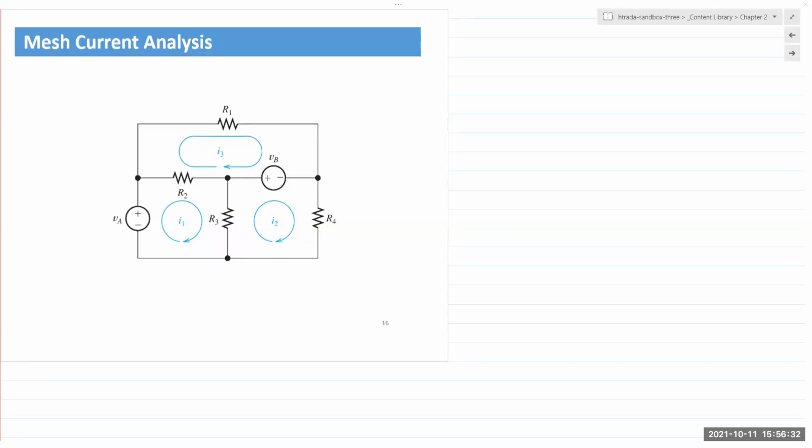Hello and welcome. In this video, we are going to look at the analysis technique known as mesh current analysis. In this technique, we apply KVL, Kirchhoff's voltage law, to generate a set of equations that we will then solve to determine the mesh currents and then the other physical quantities, voltages and currents in the rest of the circuit. So let's begin. My acronym for mesh current analysis is MCA, and then I say MCA in conjunction with KVL is our analysis technique.